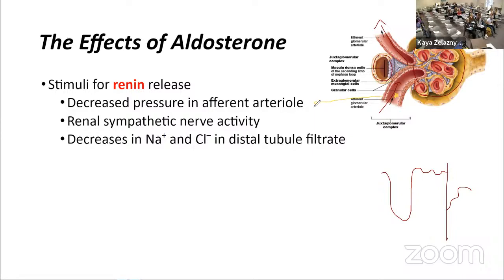Sympathetic nerve activity to the kidneys is another signal here that we want to release renin, that we want to get our blood pressure back up. And other things that we can sense are decreases in the solute concentration, basically, of our distal tubule filtrate. So if we start to see low sodium and low chloride concentrations in this fluid that's coming back up, right? We got these low concentrations. That's going to be another signal for this renin release.